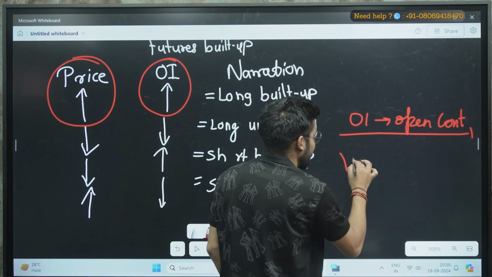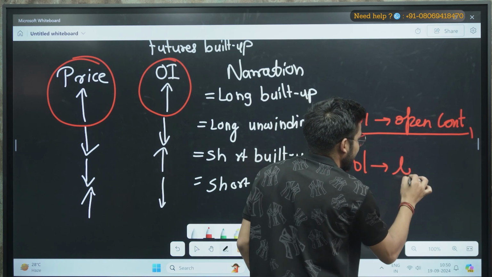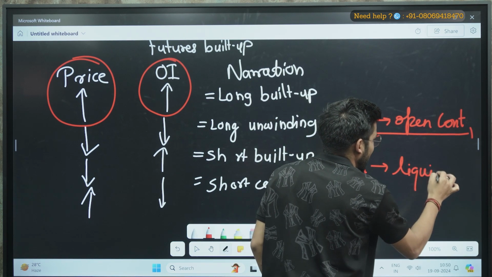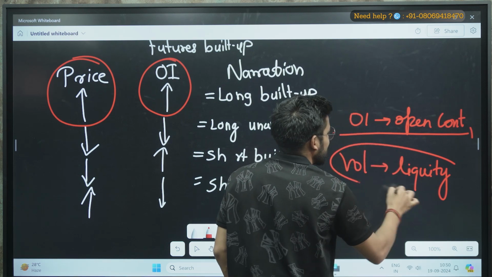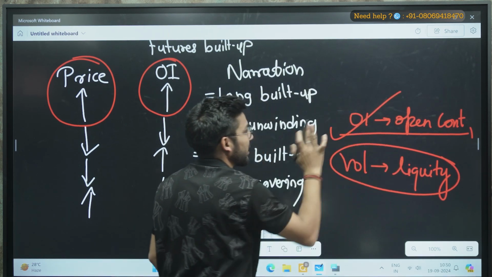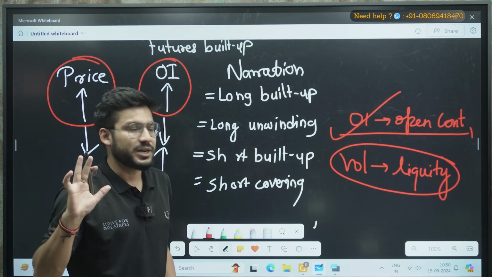Then there is a volume. Now volume tells you about the liquidity, right? So it is also important, but right now we will focus on this one only, the open contract, that is the open interest.